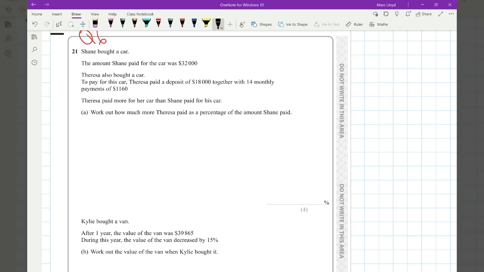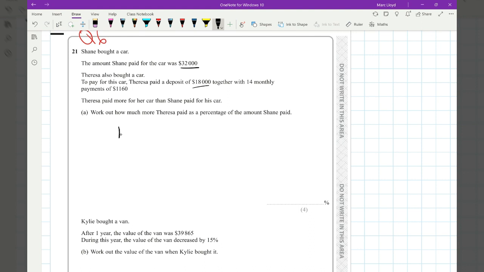Okay, so Shane bought a car. The amount Shane paid was £32,000, so that's a nice car. Teresa also bought a car. To pay for this car, she paid a deposit of £18,000 with 14 monthly payments of £1,160. Teresa paid more for her car than Shane paid for his car. Work out how much more Teresa paid as a percentage.